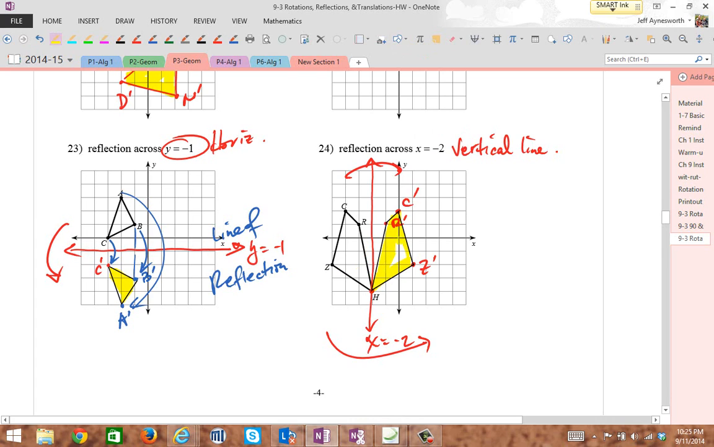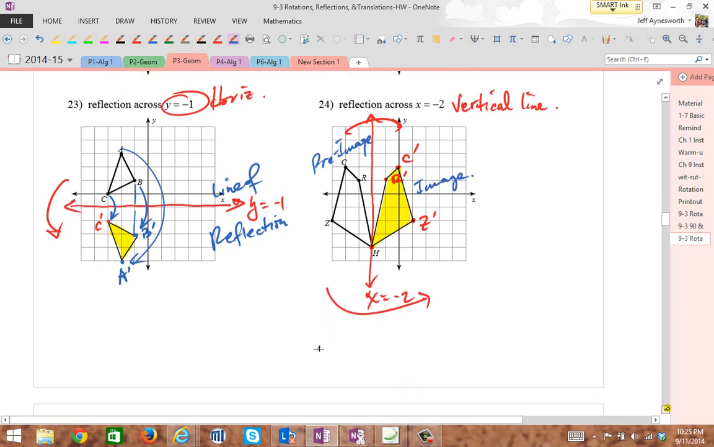And if you want to check here, you can just fold along the x equals -2, this line of symmetry here, and the image on the left, excuse me, the pre-image, this is called the pre-image, will overlap the image on the right, if you did it correctly. If you didn't, it won't happen.